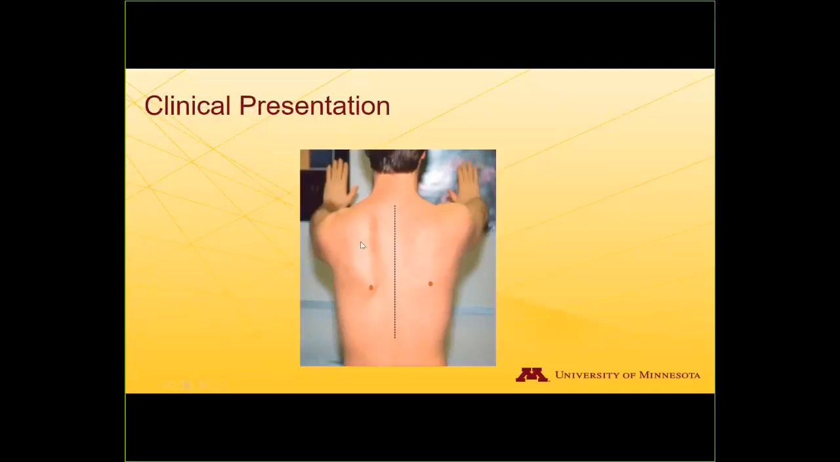And this is what it looks like. A person with a long thoracic nerve injury will have what we refer to as winging of the scapula, where it protrudes like this, and that's because the serratus anterior, when a person reaches, its job is to protract the scapula, but it's not keeping the scapula close to the rib cage.